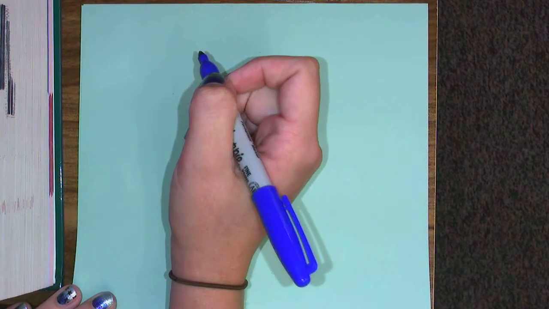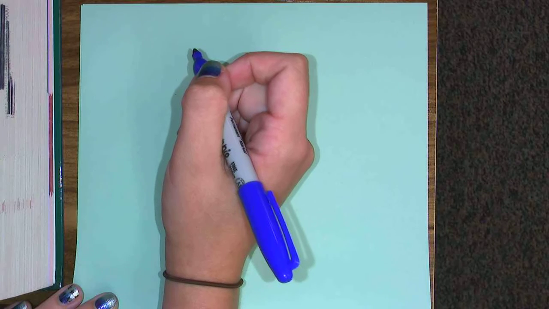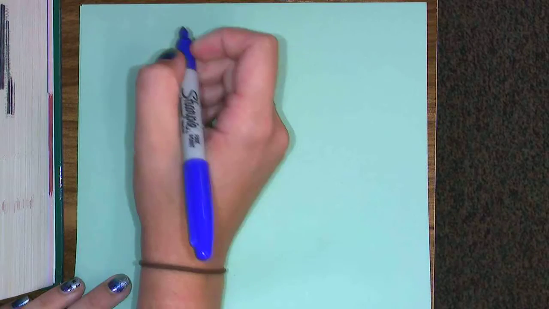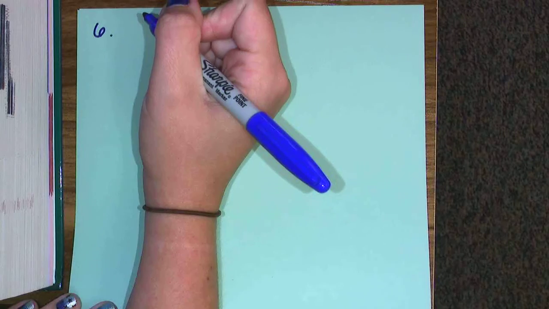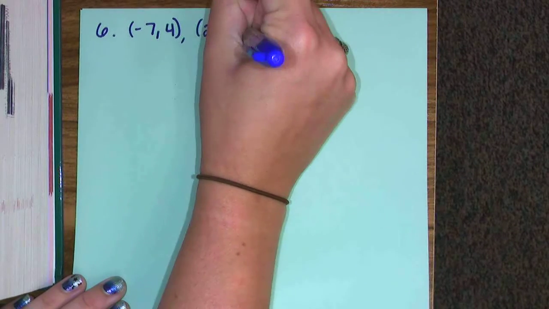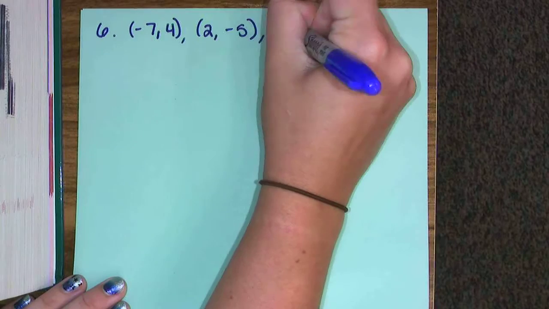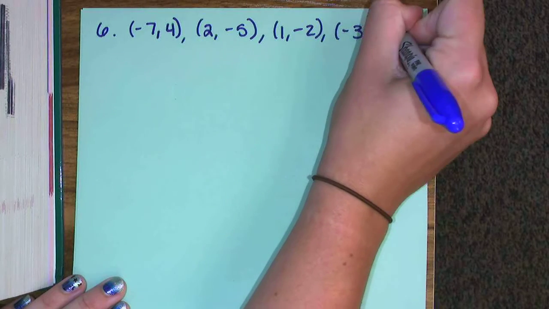So there are 3 parts to this. Okay, you're given the ordered pairs, so we're going to say the domain and range, and then we're making a graph and a mapping diagram. So this is page 76. Starting with number 6, -7, 4, 2, -5, 1, -2, and -3, 6.